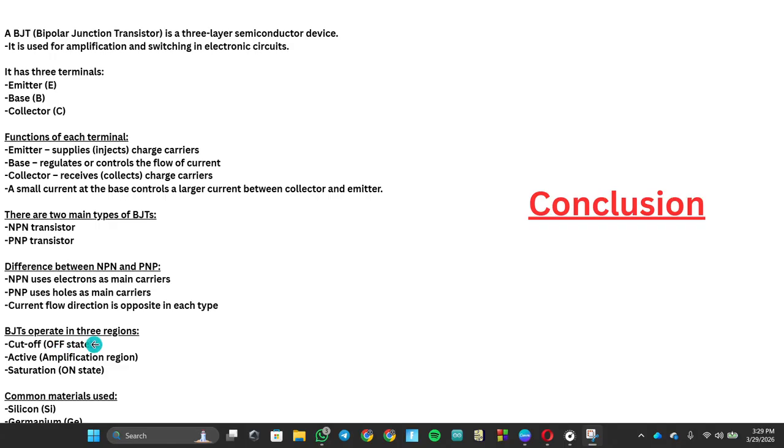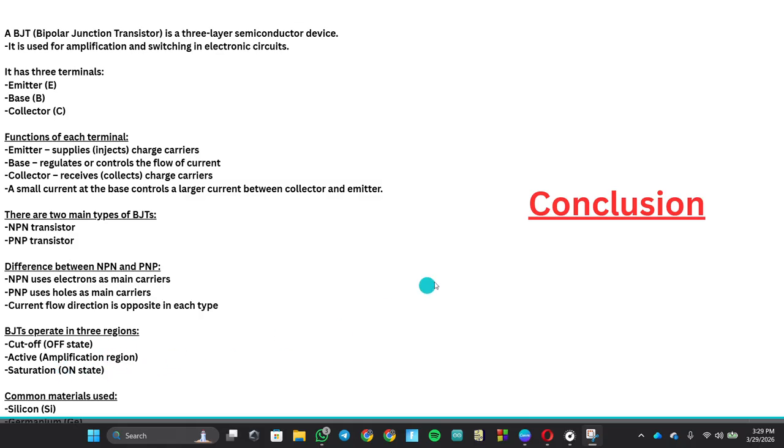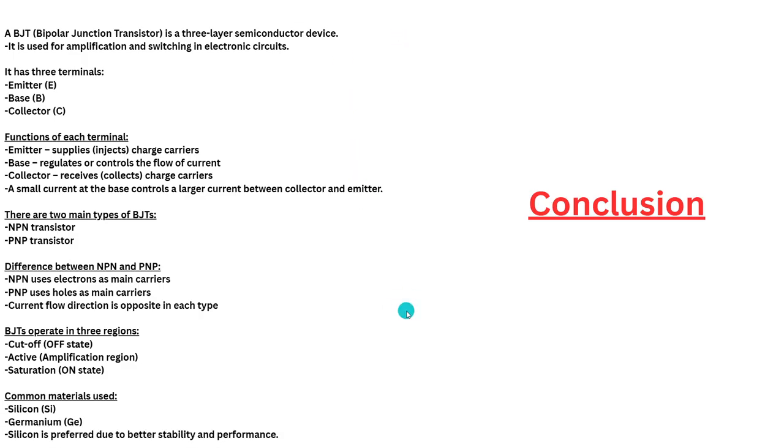A BJT operates in three regions: cutoff (off state), active region (amplification), and saturation (on state). The common materials used are silicon and germanium. Silicon is preferred due to better stability and performance.